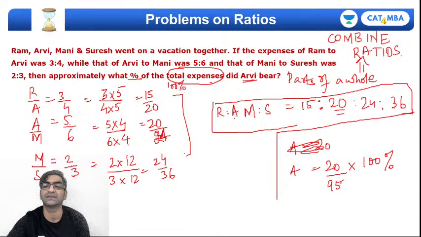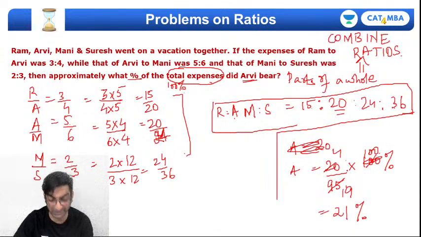That's my answer. Right? I can see that this is 5 into 19. This is 5 into 4. Right? So 400 by 19. 19 2s are 38. And 19 1s are 19. So approximately 21% of the expenditure is what Arvi will bear.